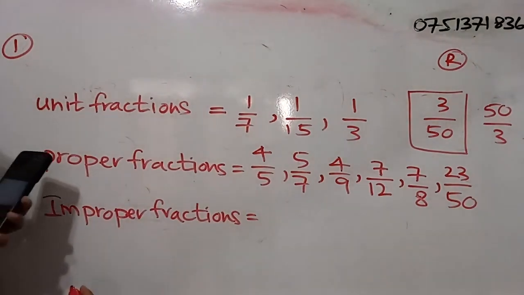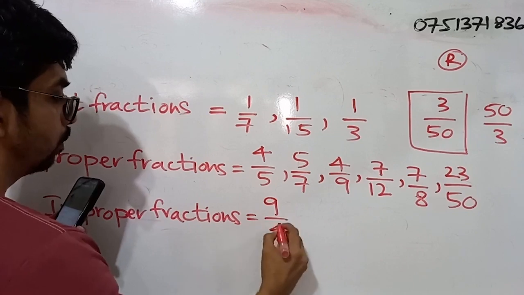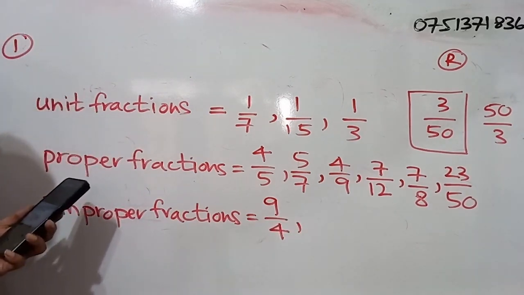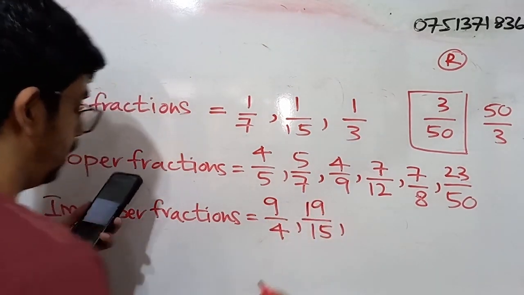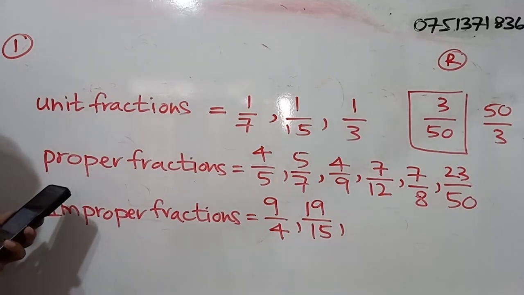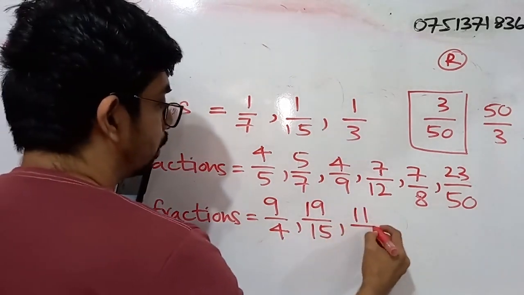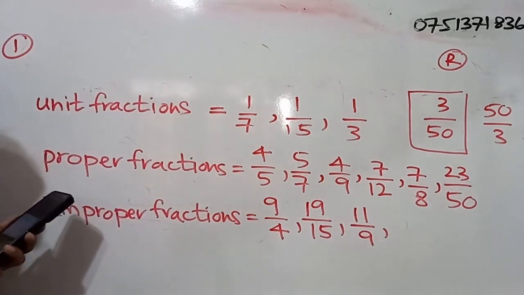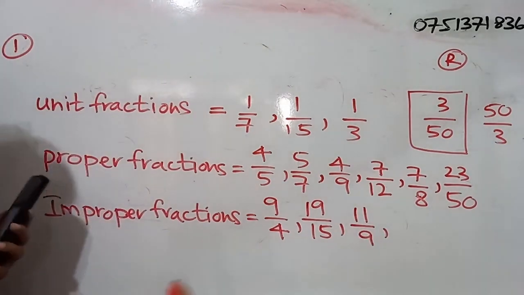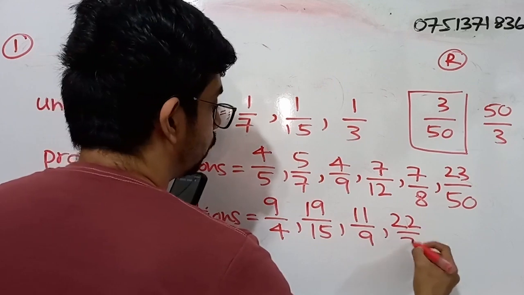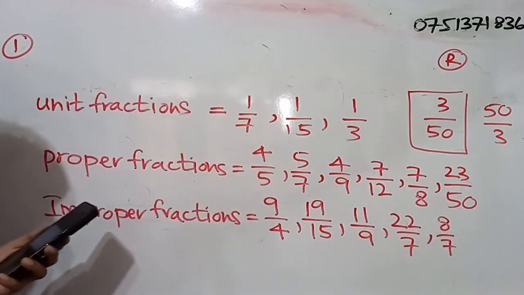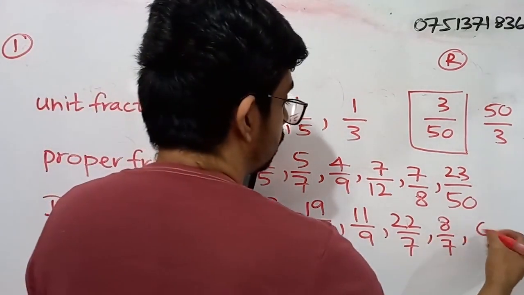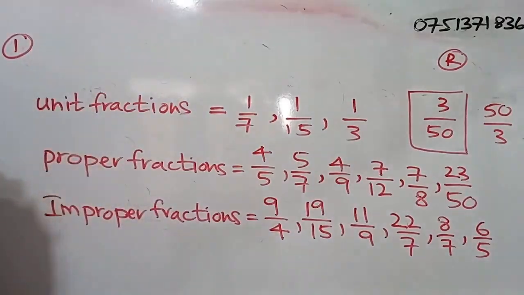So we have 9 by 4. Then we have 19 by 15. Then we have 11 by 9. Then we have 22 by 7. Then we have 8 by 7 and also 6 by 5. Right, then we will move to the next question.